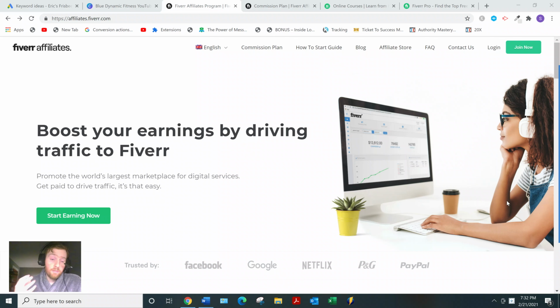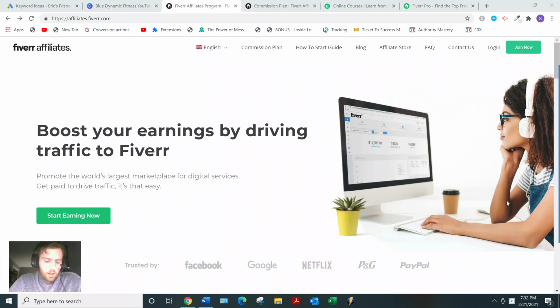So there's actually five different services you can promote. Their affiliate program is divided into five. So there's the Fiverr standard. It's the page you see when you first go to Fiverr's website, and it's just basic services like what freelancers would provide, just very basic services that I just talked about.